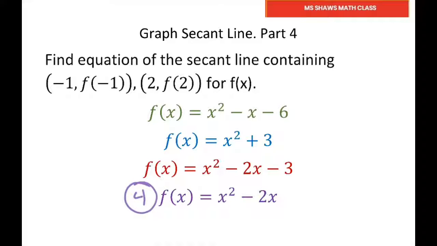Hi everyone, we're going to graph the secant line by finding the equation of the secant line containing this point. So we're looking at x from -1 to 2, and we're doing this number 4. We're going to graph f of x, and also we're going to graph the secant line.